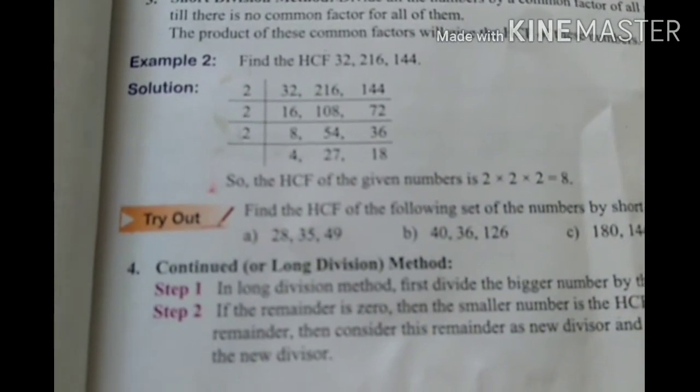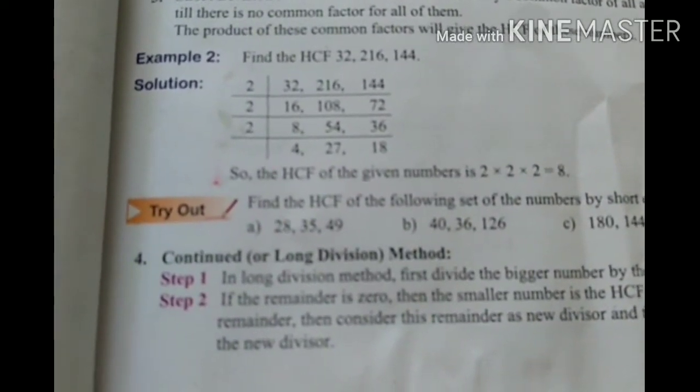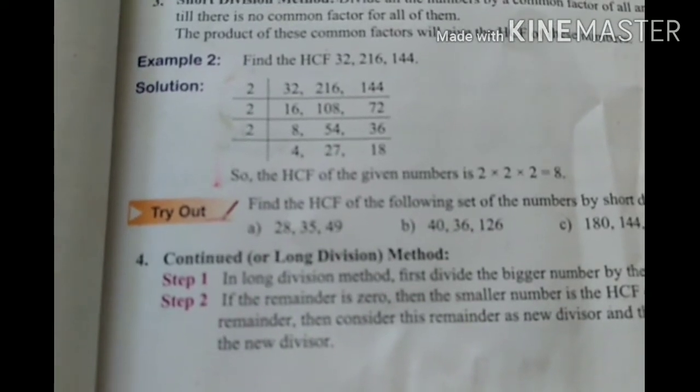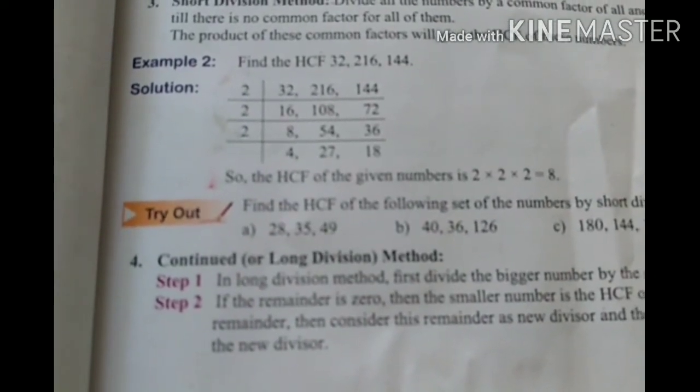Now when you look at these three numbers, you see that all three are divisible by 2, and 2 is also a prime number. You will take the prime number. You will divide all the numbers by a common factor of all.